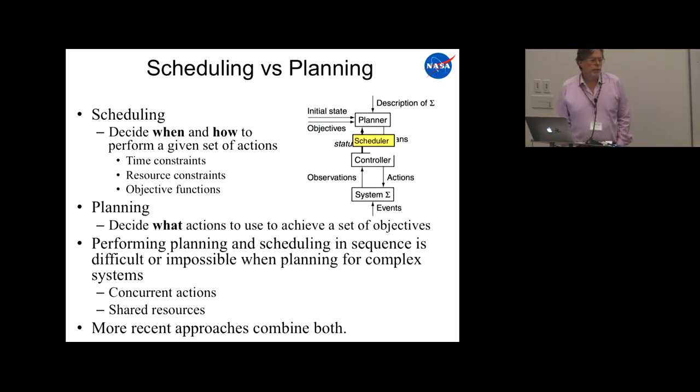Let me draw a distinction. You probably know intuitively what the difference between scheduling and planning is, but I'll just review that. Scheduling is deciding when and how to perform a given set of actions. It involves reasoning with time constraints, resource constraints, and is usually based on some kind of objective. You want to minimize something, how long the plan takes, or consumption of resources, or something like that. So that's what scheduling does. It has a very long history of research.